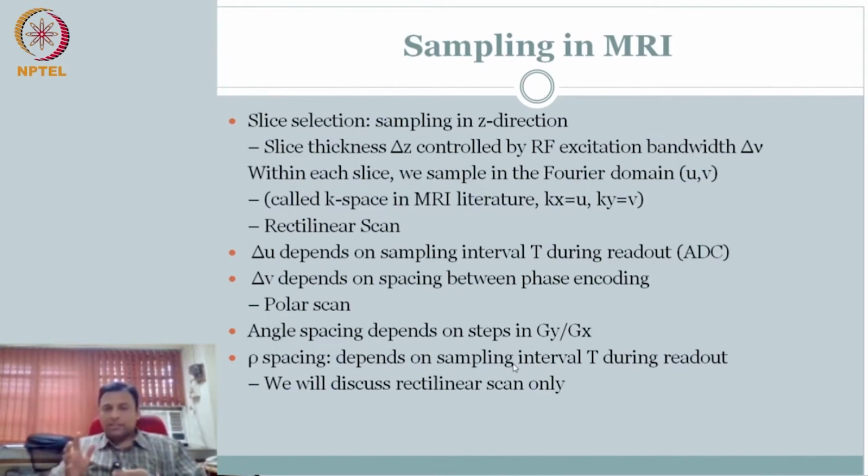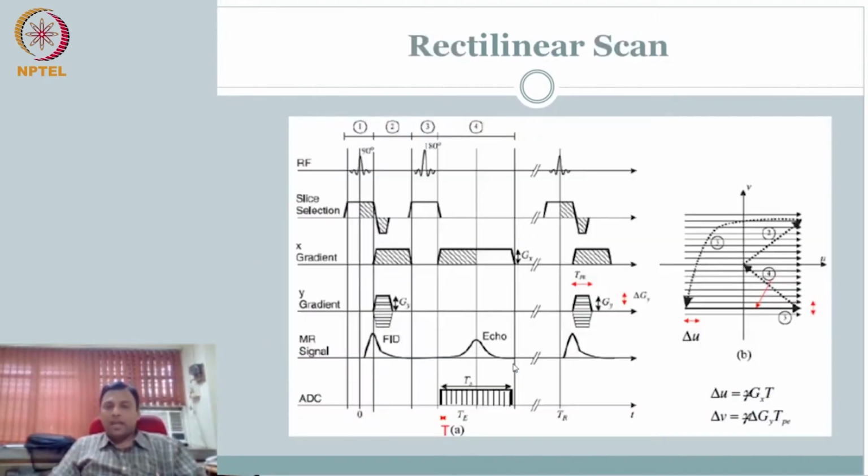Okay, because it's easier to visualize rectilinear than angles. So let's start with sampling in the U direction. What happens in the U direction? So here is our rectilinear scan. The only thing that I have added is, remember this was TS before, one box.